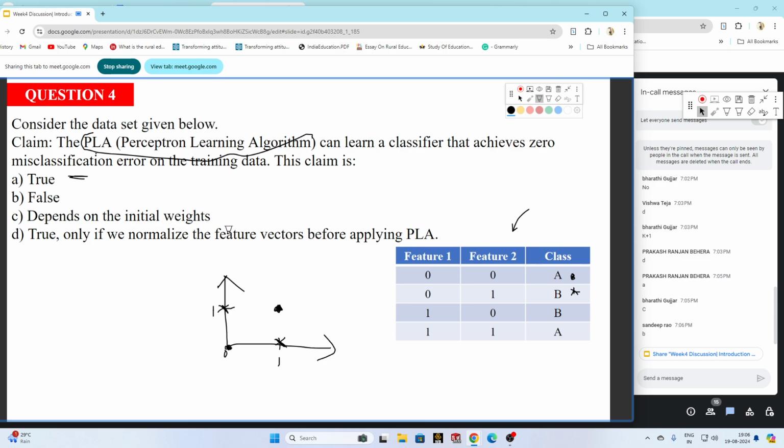And false, the answer is no. This is not linearly separable. That is why this claim is false. Okay, this PLA cannot be applied.